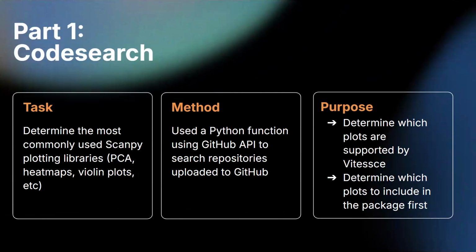For part 1, the code search, I use a Python function utilizing GitHub API to search repositories that use ScanPy in their code. The reason for determining the most commonly used plotting libraries, such as PCA library or heat maps and so on, is to figure out which plots are supported by Vitess and decide which plots to include in the package first. This gave my project timeline some structure rather than trying to add everything in at once.